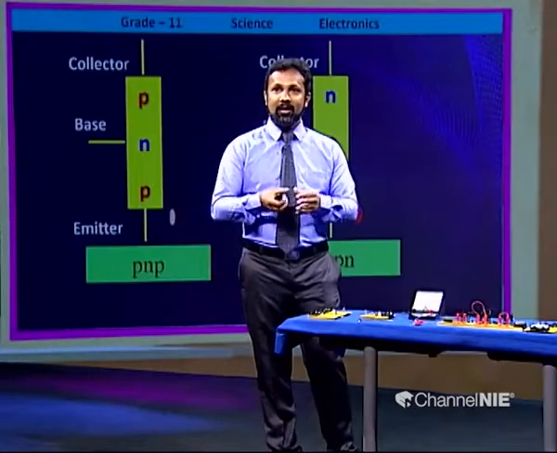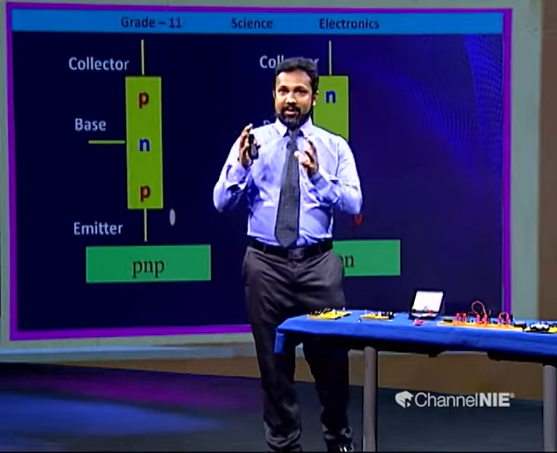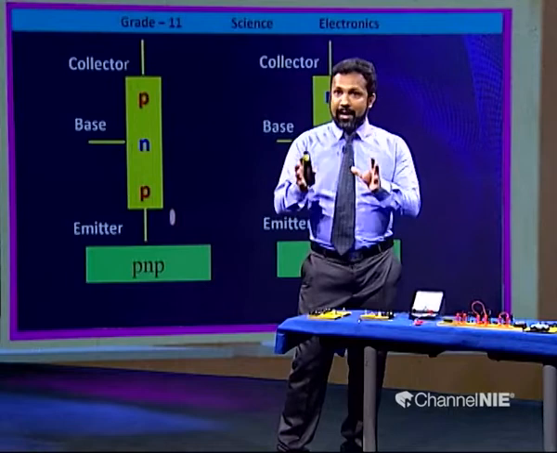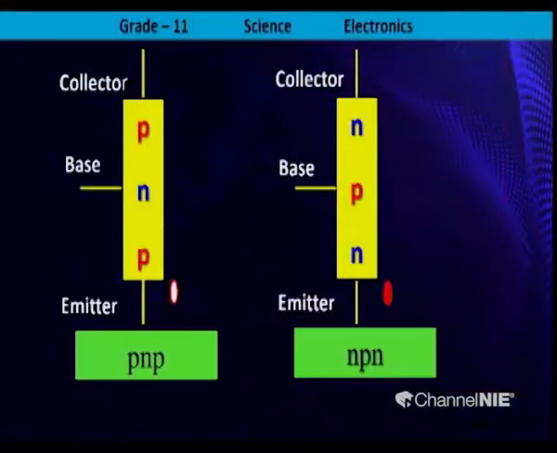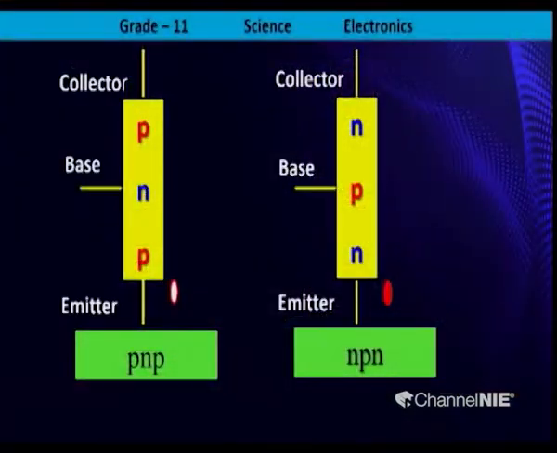Right. Now, I am going to show you the basic structure of a transistor and how to identify base, collector, emitter, and how the charge carriers flow in the transistors. As you can see, a PNP transistor consists of an n portion between two p portions. An NPN transistor consists of a p portion in between n portions.